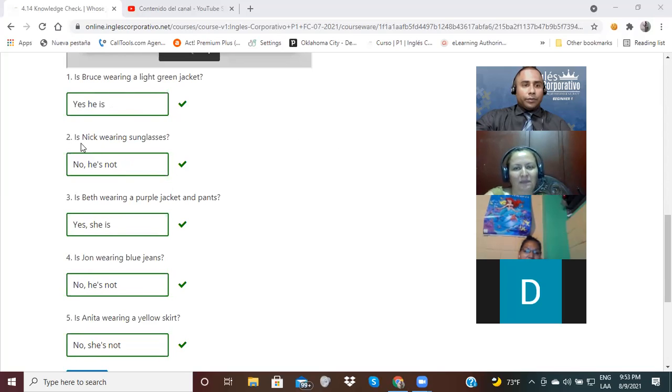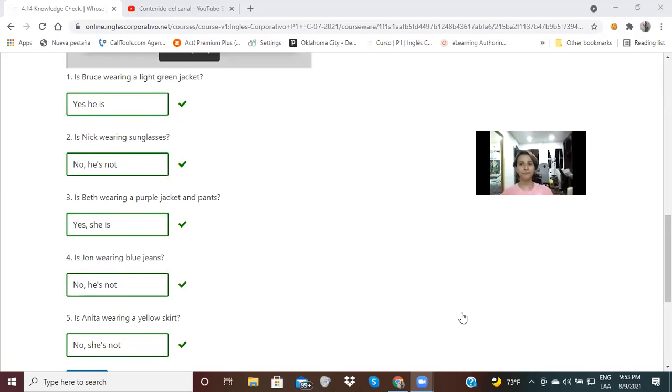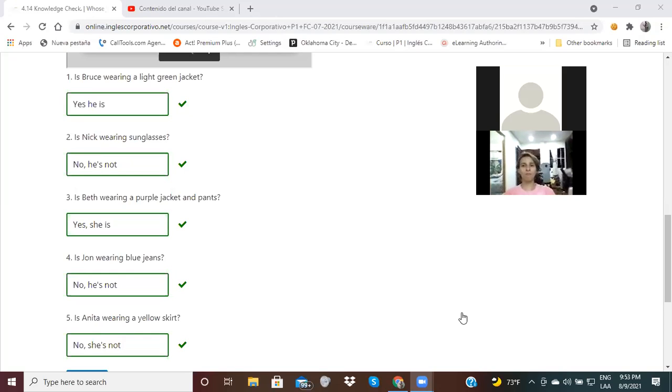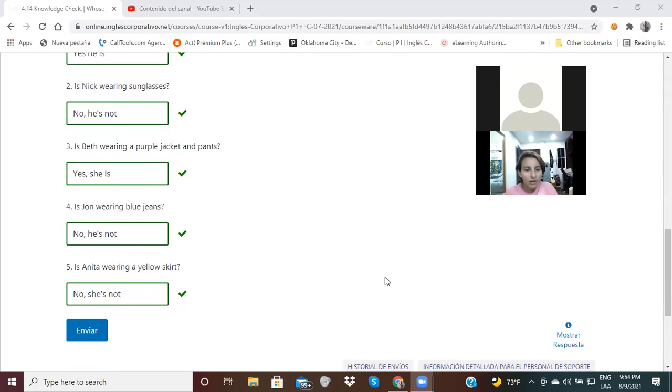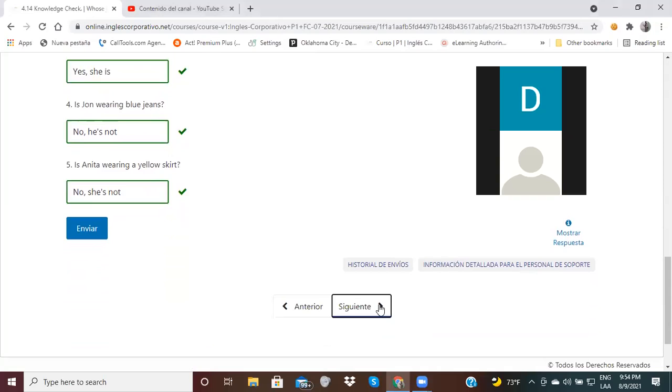Okay. Adela, number two. Is Nike wearing sunglasses? No, he's not. Very good. Number three, Daniel. Is Beth wearing a purple jacket and pants? Yes, she is. Violeta, number four. Is John wearing blue jeans? No, he's not. Hilda, number five. Is Anita wearing a yellow skirt? No, she's not. Excellent, excellent. Good job, ladies and gentlemen.